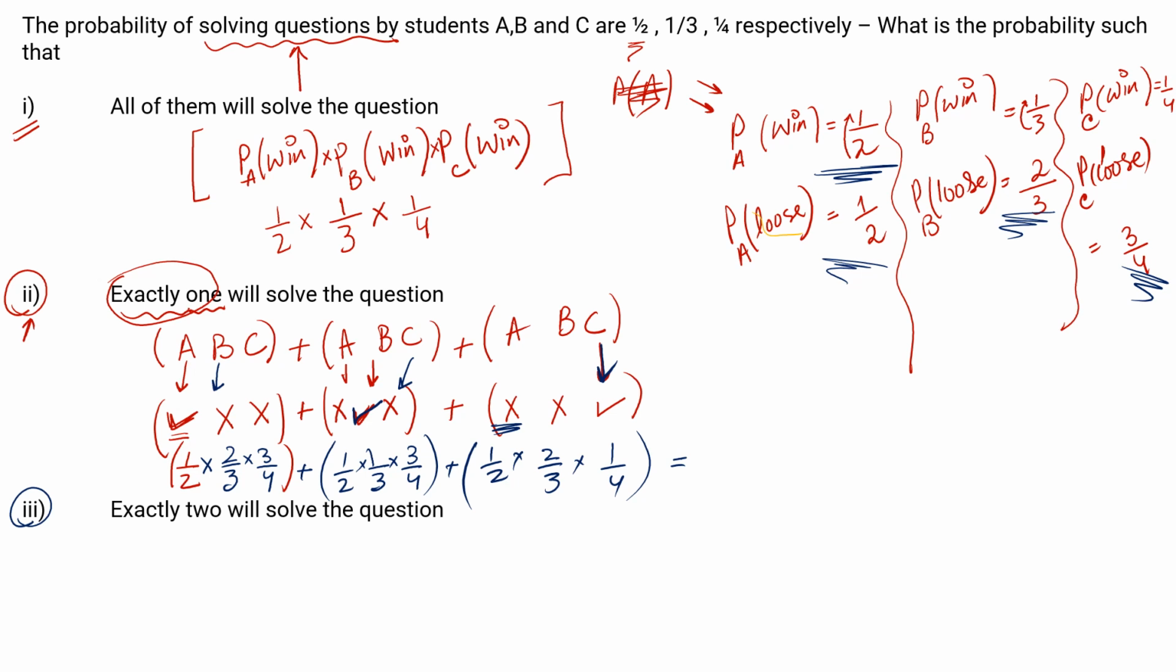So again the cases. I have A, B and C students, right? Exactly 2 means A and B solve the question, C doesn't solve the question. Work complete. Then plus. In between them we put the multiplication sign. Then plus, because another work has to start.